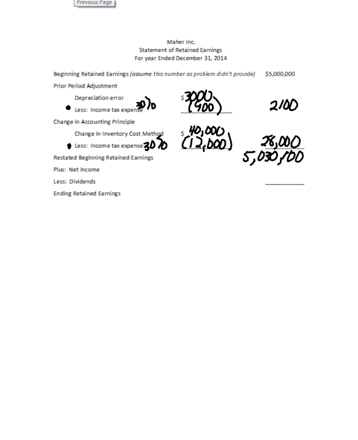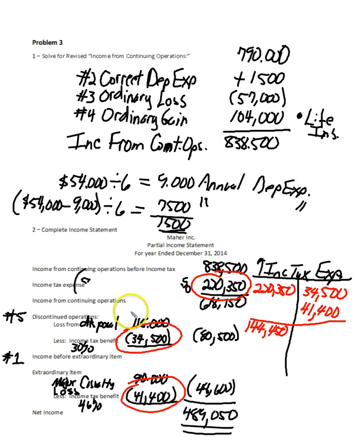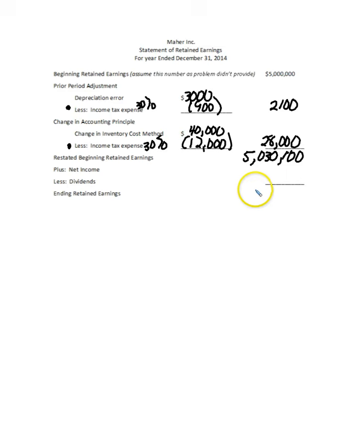Let's go back and take a peek, see what did we have? All right, for retained earnings, we're going to take this ending retained earnings off of our income statement, move that forward to retained earnings. So $489,050. There were no dividends, we don't have anything to subtract, and we'll have an ending retained earnings of $5,519,150.